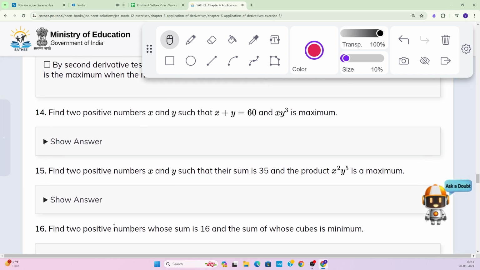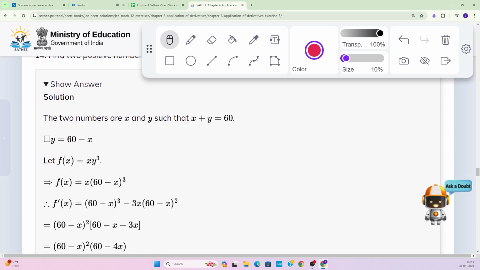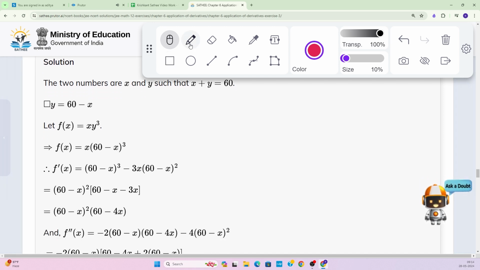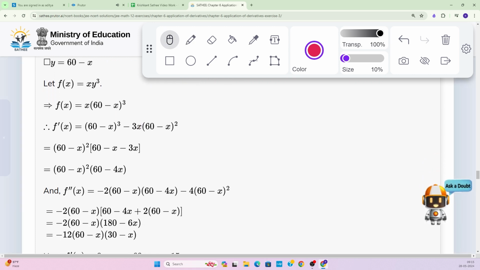Now the 14th problem: two positive numbers x and y such that their sum is equal to 60 and x multiplied with y cube is maximum. So I want this to be maximum. Replace y as 60 − x, or replace x as 60 − y, whatever you want. So we replaced y = 60 − x. Now for the first derivative you will get (60 − x)³ − 3x(60 − x)² · (−1)... so you will have this as your expression. Put it equal to 0 and you will get your critical points.